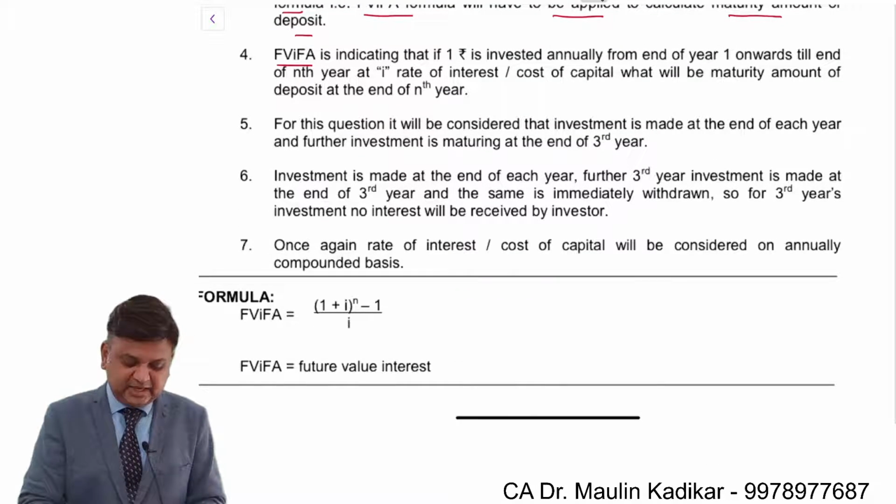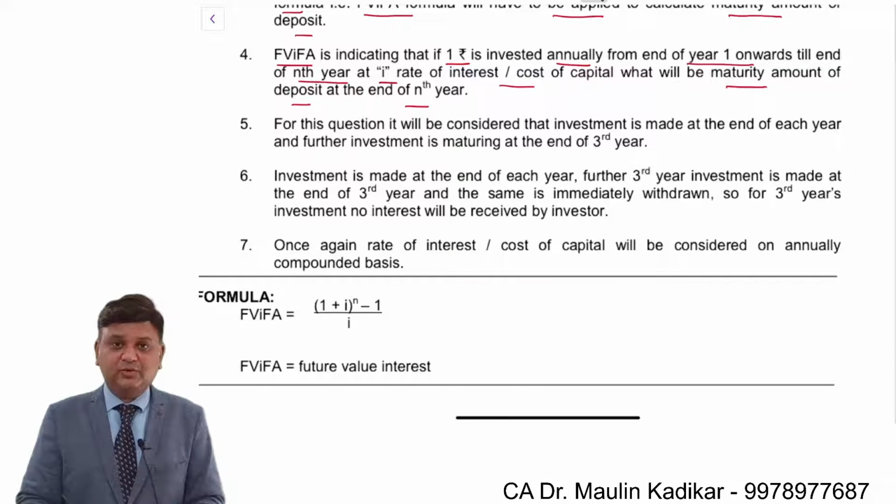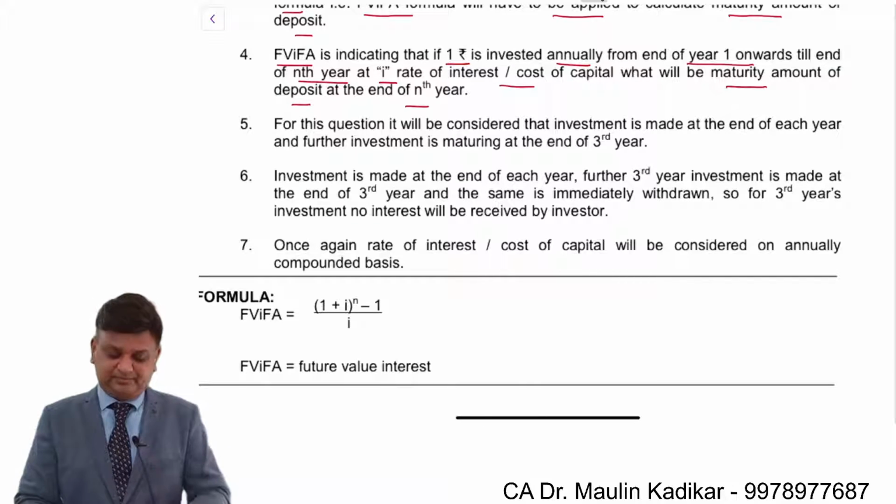FVIFA is indicating that if 1 rupee is invested annually from end of year 1 onwards till end of nth year at I rate of interest or cost of capital, then what will be the maturity amount of deposit at the end of nth year?